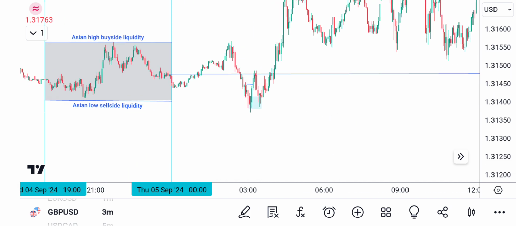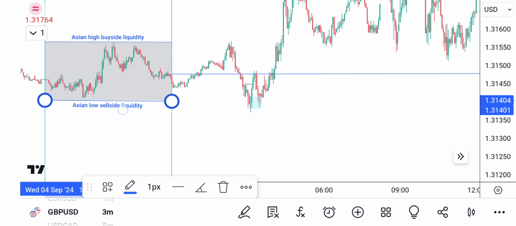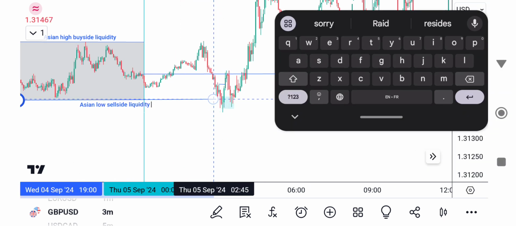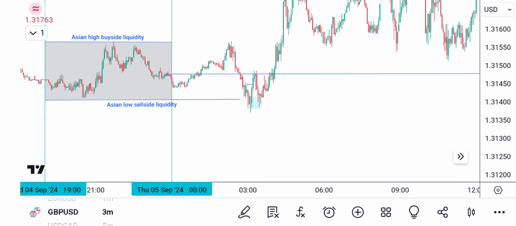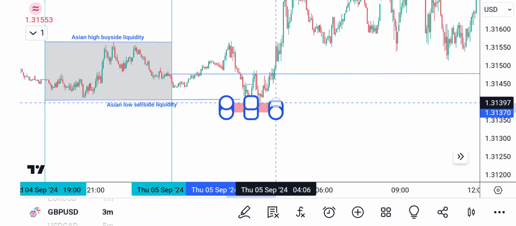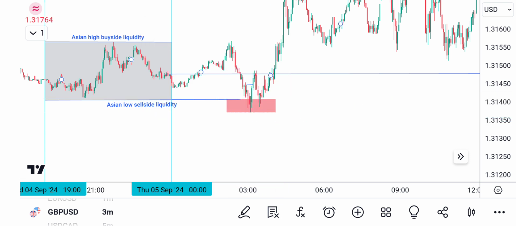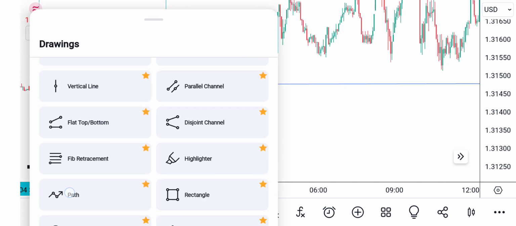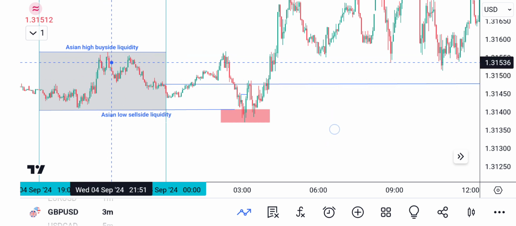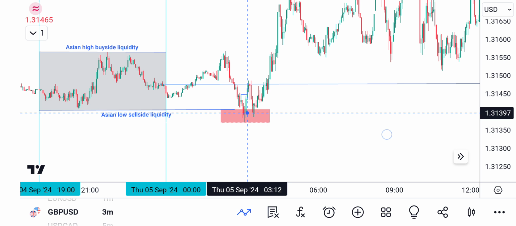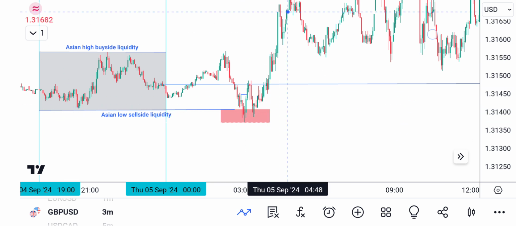So you could simply extend this line like this so that it can guide you. You see how this Asian low sell side liquidity was raided? You can use red here. This is the manipulation. So you see, that's what we are talking about here. We have accumulation during Asia, manipulation here during London, and then we have distribution.